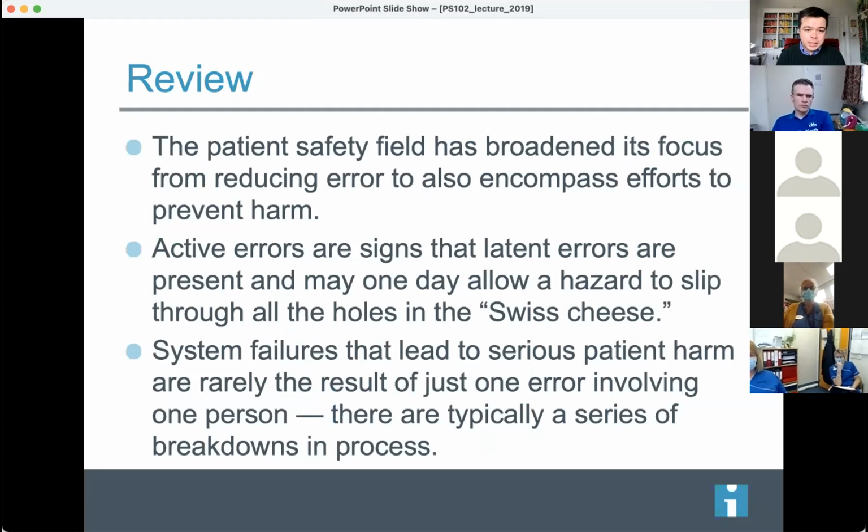So patient safety has really broadened its focus from just blaming individuals to actually looking at error and how we can reduce it to prevent harm. Active errors are signs that latent errors are present and may one day allow a hazard to slip all the way through the holes and cause harm. That's the Swiss cheese model. System failures that lead to serious patient harm are rarely the result of just one error involving one person. They're typically a series of breakdowns in processes, a combination of problems and perfect storms.